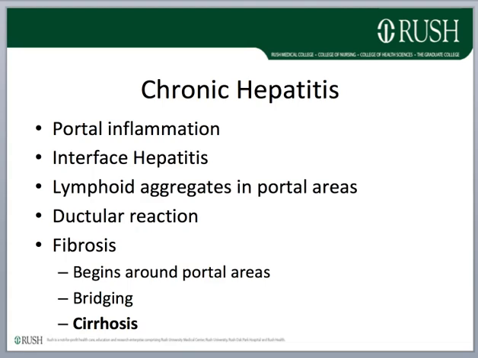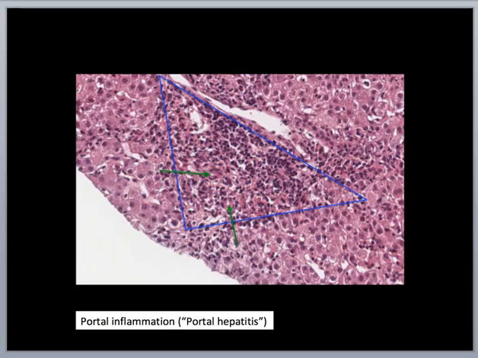All right, let's talk some chronic hepatitis now. These are the features that you see with chronic hepatitis. Again, I won't read them to you, but we'll go through them one by one with some images. So the most important histopathological feature of chronic hepatitis is portal inflammation, or portal hepatitis.